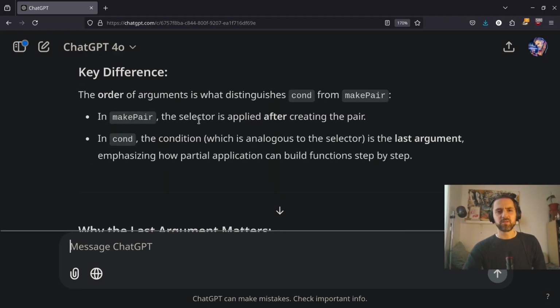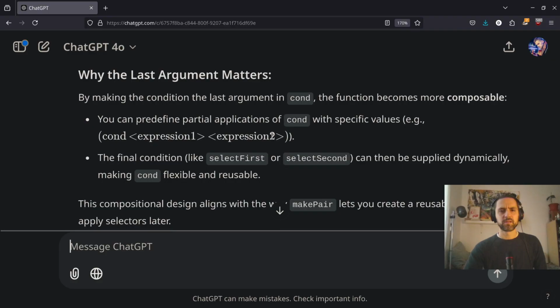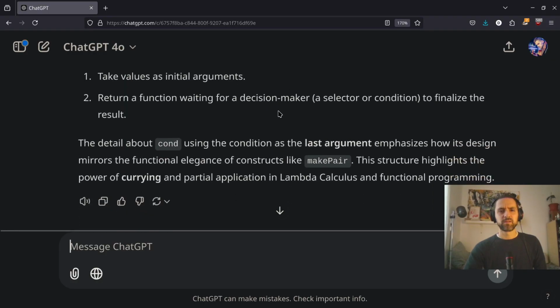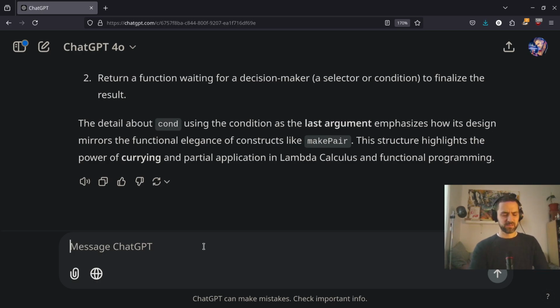Key difference: the order of arguments is what distinguishes cond from make pair. Why? The selector is applied after creating the pair. In cond, the condition, which is analogous to the selector, is the last argument, emphasizing how partial application can build functions step by step. But they are the same. They are the same functions.